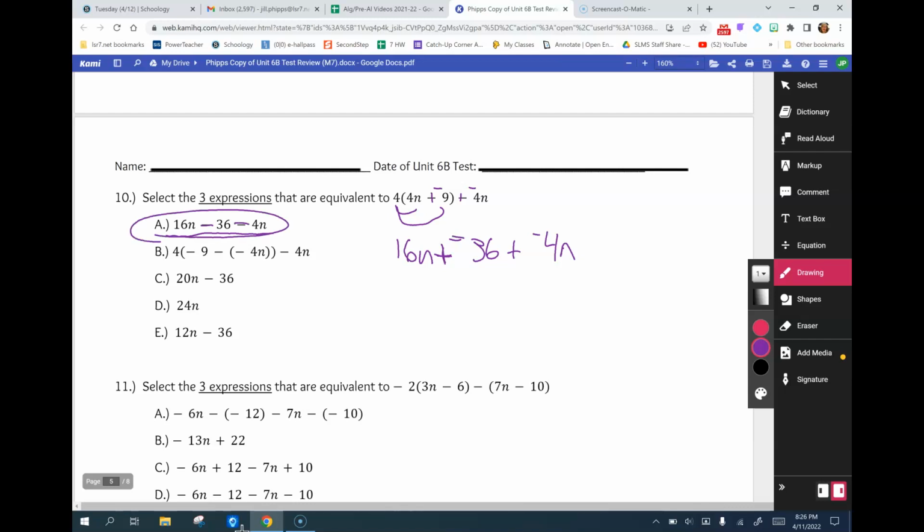Okay, now if I keep on simplifying this, I'm going to combine like terms. So I'm going to take 16 and negative 4. That gives me a 12n minus 36. Do I see that one? Yes, I do, right there.